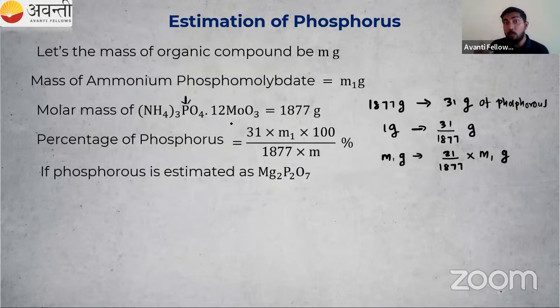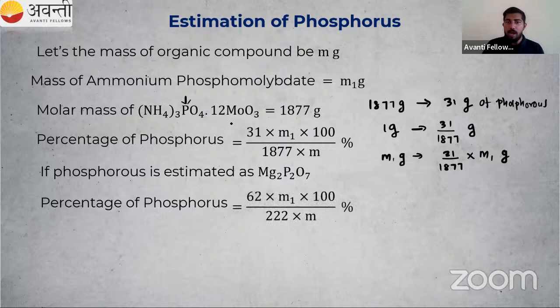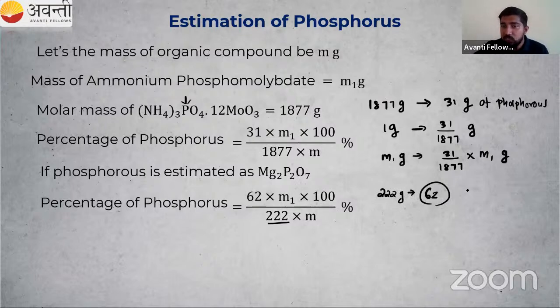What about the second one? If phosphorus is estimated as Mg2P2O7, we need the molar mass of Mg2P2O7. We can calculate it, but for the time being, I'm giving the molar mass as 222. So that is the molar mass of our Mg2P2O7. How many phosphorus are present? There are two phosphorus, that is 2 into 31, so I will get 62. So in 222 gram of magnesium pyrophosphate, 62 gram of phosphorus is present.